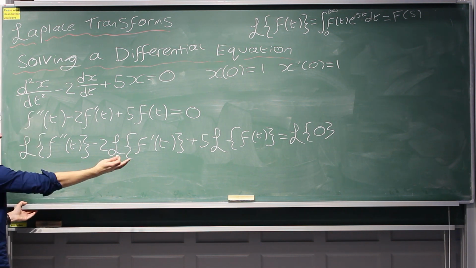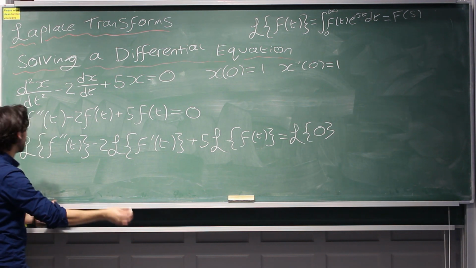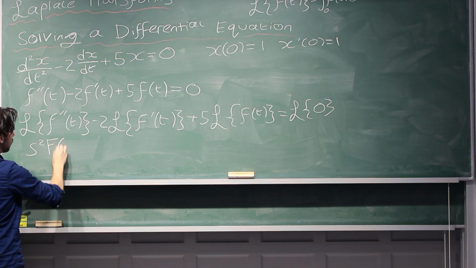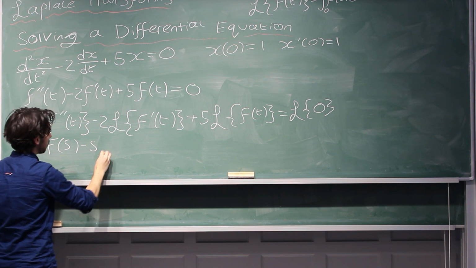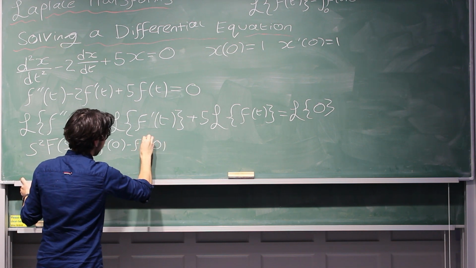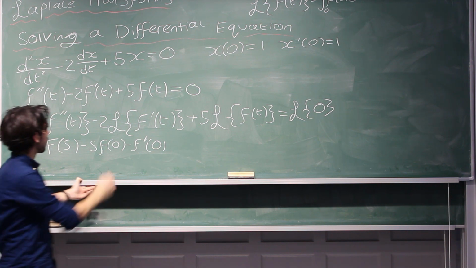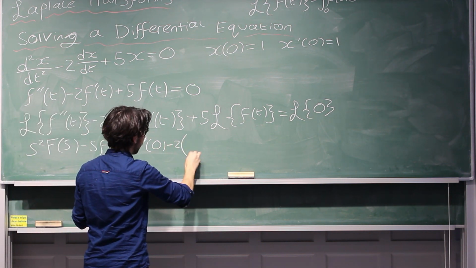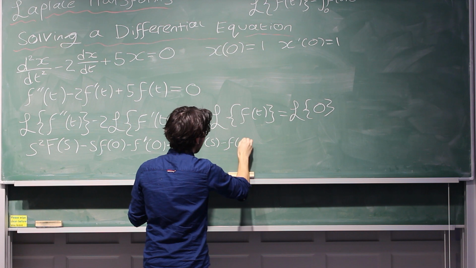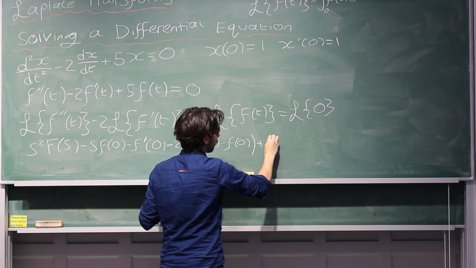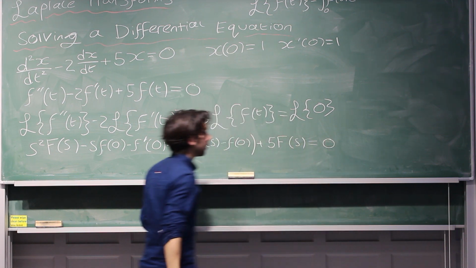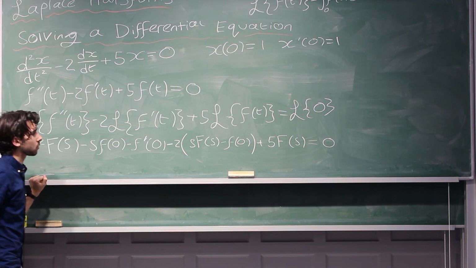Okay, now let's actually write out what all of these Laplace transforms are equal to. The second derivative's Laplace transform is s squared times capital F of s minus s times lowercase f of 0 minus the derivative at 0. The first derivative, so we've got minus 2 lots of, is just s times F of s minus lowercase f of 0. And then we've got 5 times just F of s. And that is equal to 0 because the Laplace transform of 0 is 0. Hopefully that's all good.